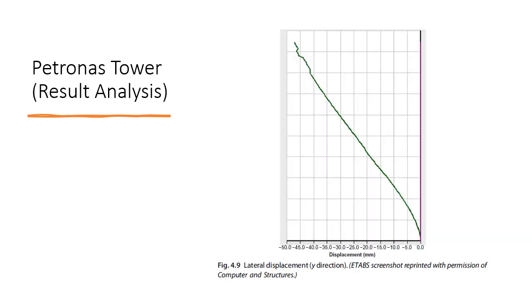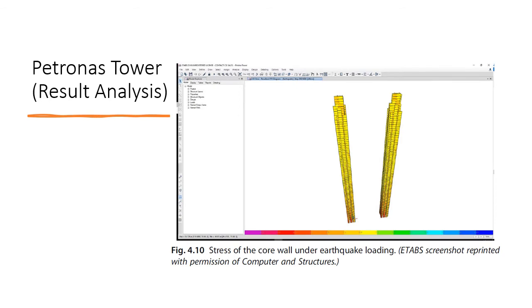So figure 4.9 shows the lateral displacement. In the top floor, the probable displacement is around 50 mm, as shown in the graph. So this is the stress of the core wall under earthquake loading.